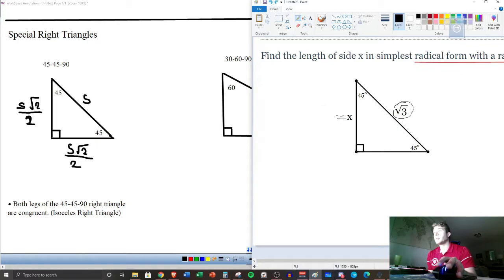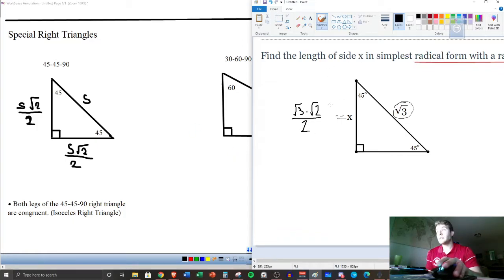Barely see that. Hold on, let me make it a larger brush. So square root 3 times square root 2. Okay. That's what we need to do to answer this question.